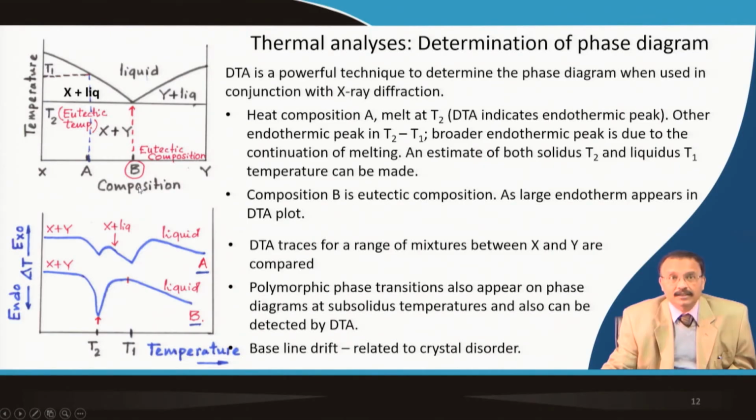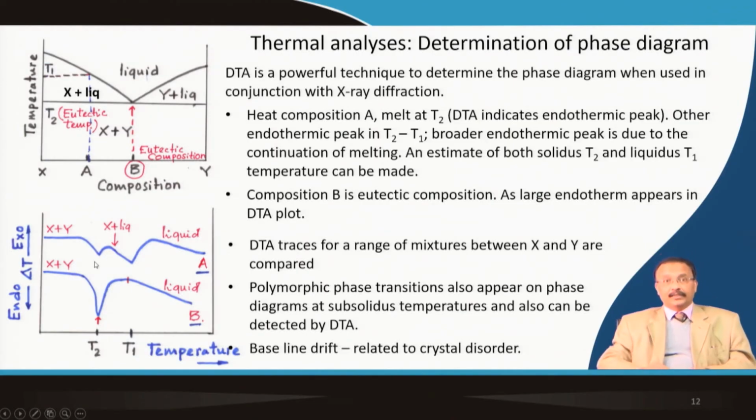If you consider the composition B, this is a eutectic composition. So here these two solids will directly melt and form liquid. So only one kind of endotherm, at the same temperature T2, will appear here.